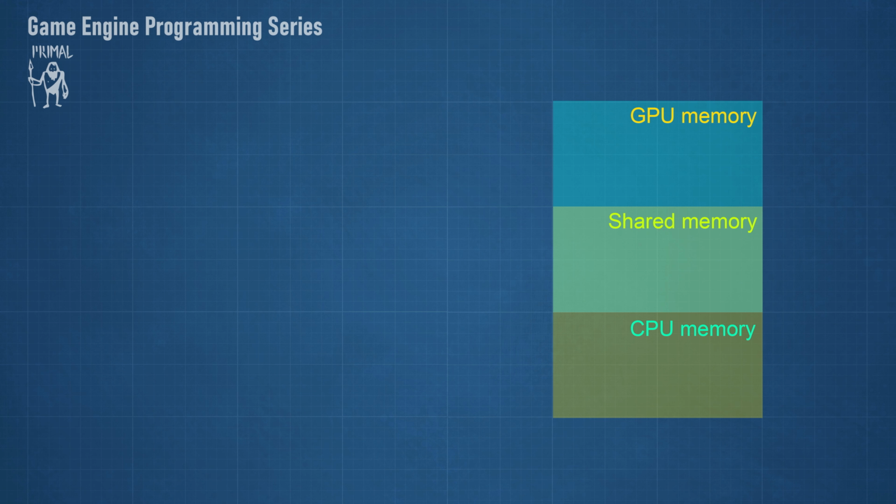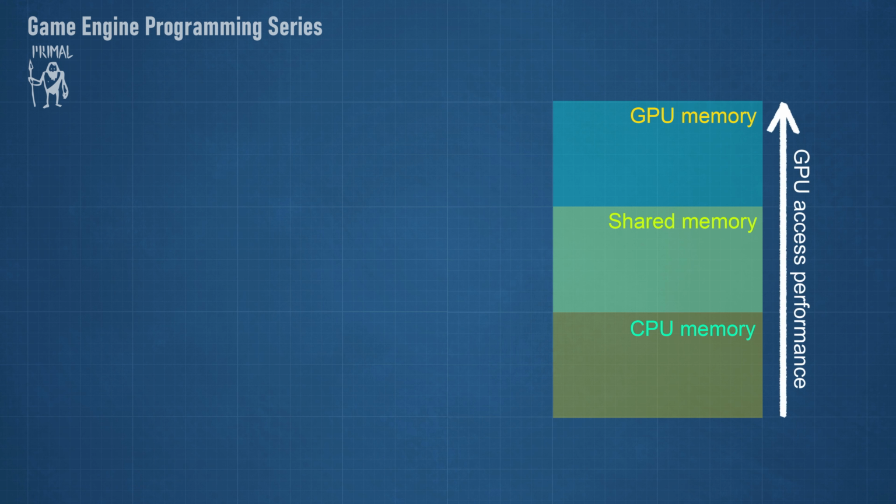In general, a system with a discrete graphics adapter has three memory types. Most, if not all, GPUs have dedicated GPU memory that's only accessible by the GPU. Often there is some memory shared between the CPU and GPU. This can be memory on the GPU or the system memory. Some systems with integrated GPUs have only shared memory and system memory. Finally, there is the good old system memory which we all know and love.